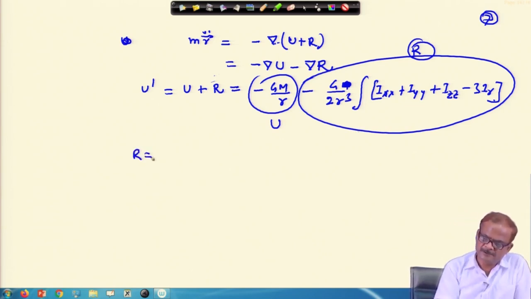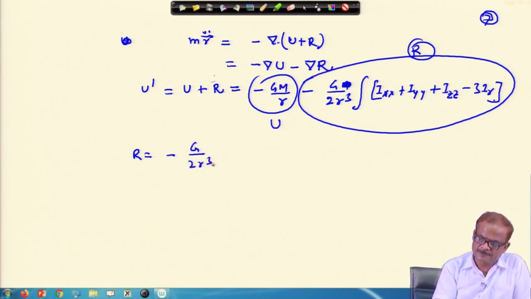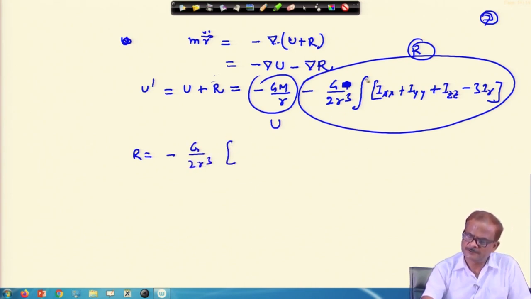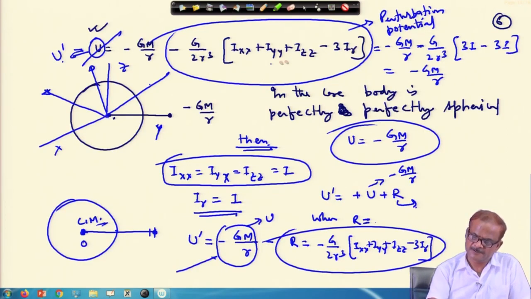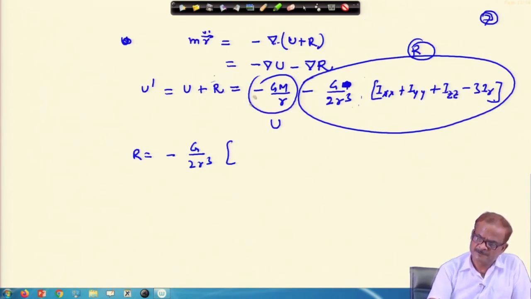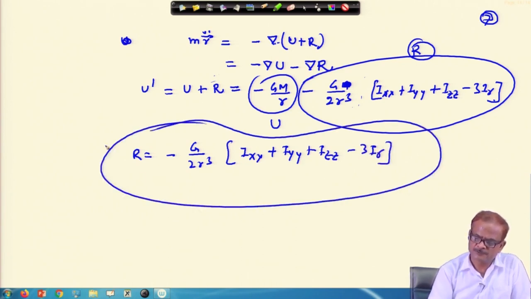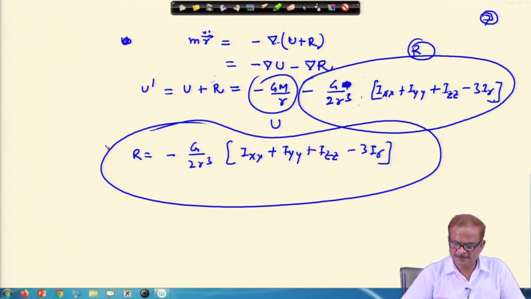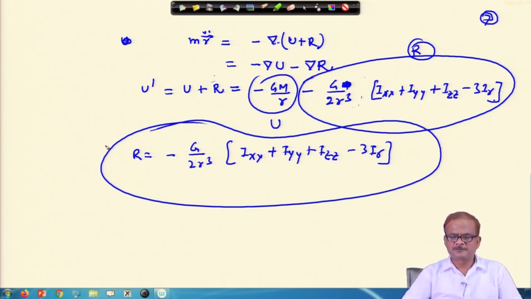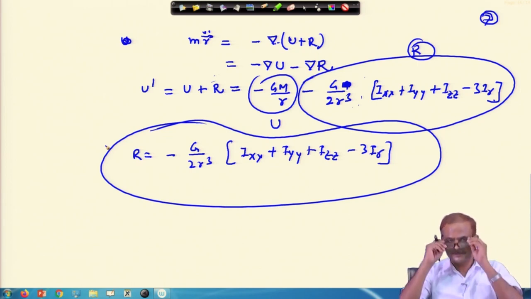And this perturbation potential R is written as minus G by 2 r cubed times (I xx plus I yy plus I zz minus 3 I r); the integration sign has already been removed. This perturbation potential will be used in the Lagrange planetary equation, and it can be solved to yield the result we are looking for. So we will stop this lecture here and continue in the next lecture. Thank you very much.